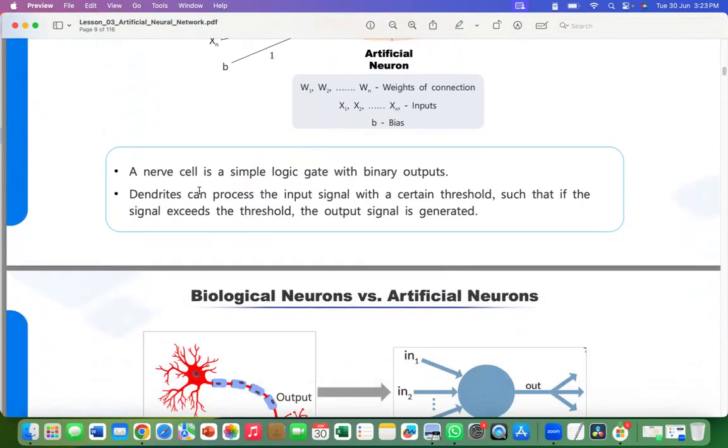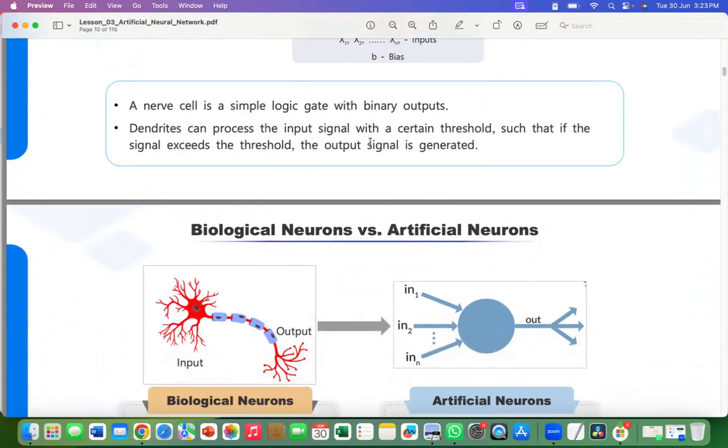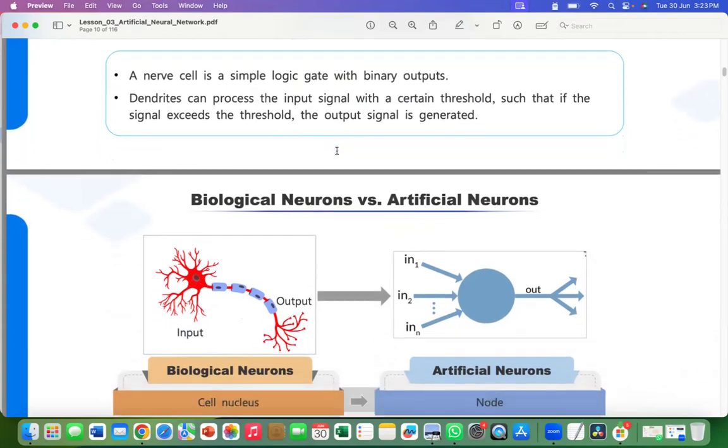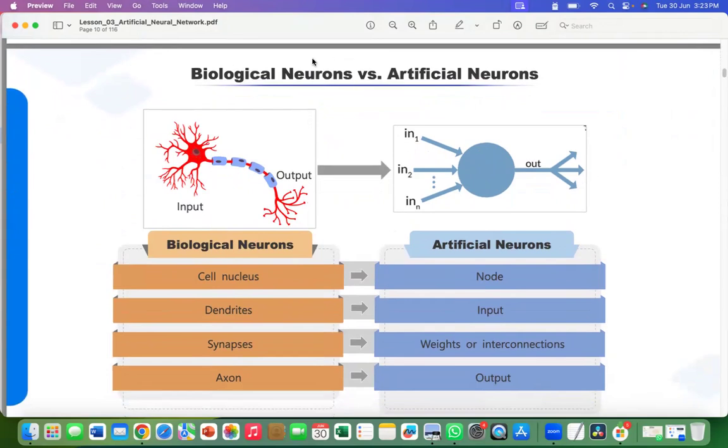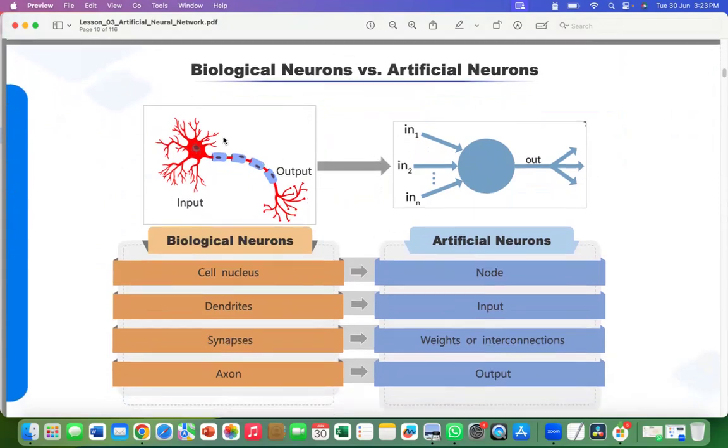Right. So a nerve cell is a simple logic gate with binary outputs. Right. Nerve cell क्या है? एक simple logic gate जिसमें binary output कैसा होगा? Binary. Dendrites can process the input signal with a certain threshold, such that if the signal exceeds the threshold, the output signal is generated. डेंड्राइट्स इनपुट सिग्नल को प्रोसेस करते हैं, इसमें कि एक थ्रेशोल्ड रहता है, और अगर सिग्नल की वैल्यू थ्रेशोल्ड से एक्सीड हो जाए तो आउटपुट सिग्नल जनरेट होता है.